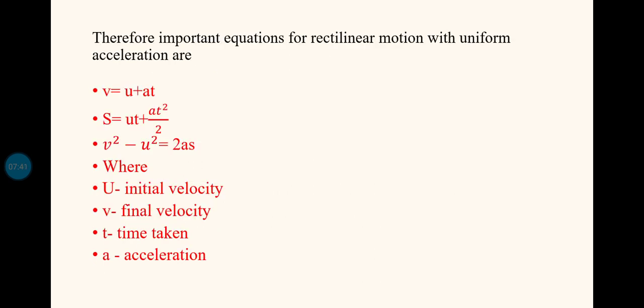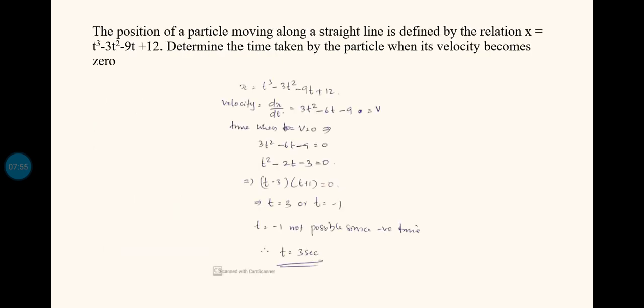Please remember these equations. The important equations for rectilinear motion with uniform acceleration are v is equal to u plus at, s is equal to ut plus half at square, v square minus u square equal to 2as, where u is the initial velocity, v final velocity, t time taken, and a is the acceleration.